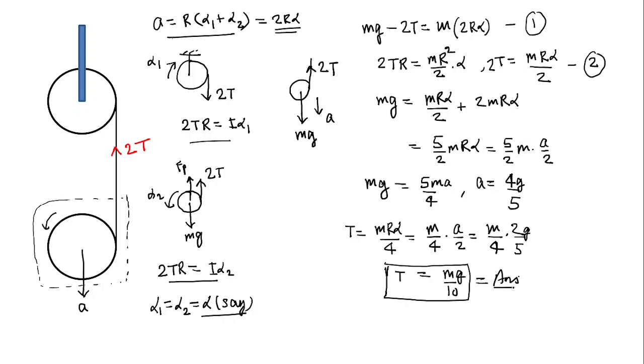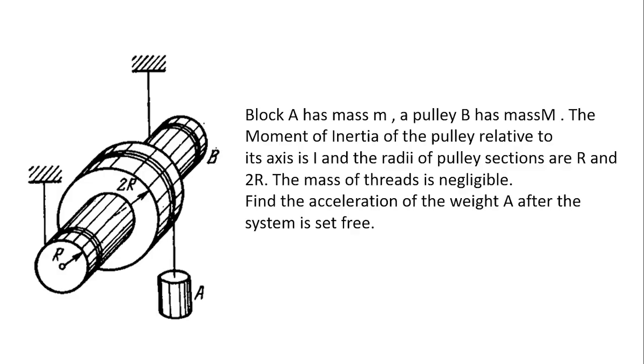Similarly, the second problem, if we look, this is also pretty much the same, but the arrangement is a bit different. In this, a block A has mass m and a pulley has mass capital M. The moment of inertia of the pulley about its axis is I. So if this is the axis, then the moment of inertia about this is I. Its mass is capital M, the block's mass is small m, and the radii are given as r and 2r. Okay.